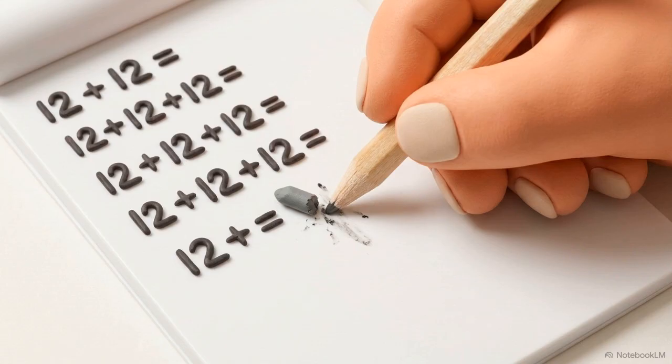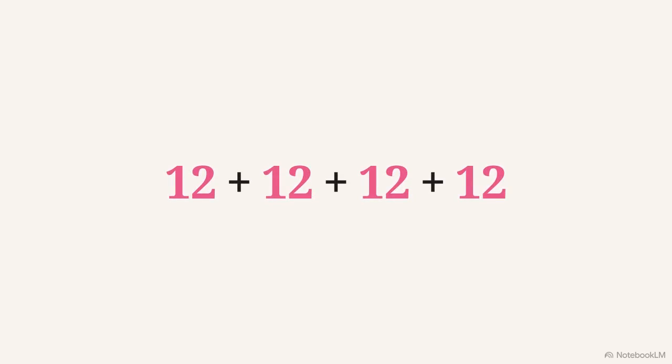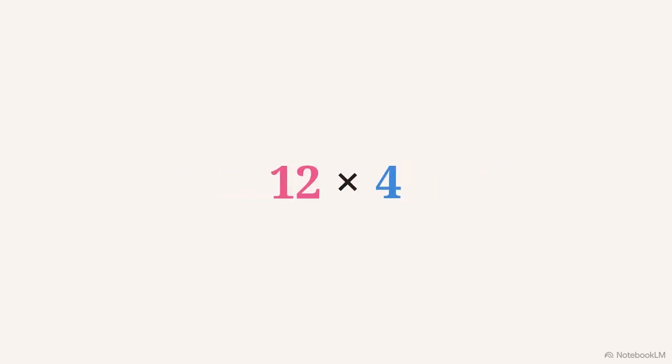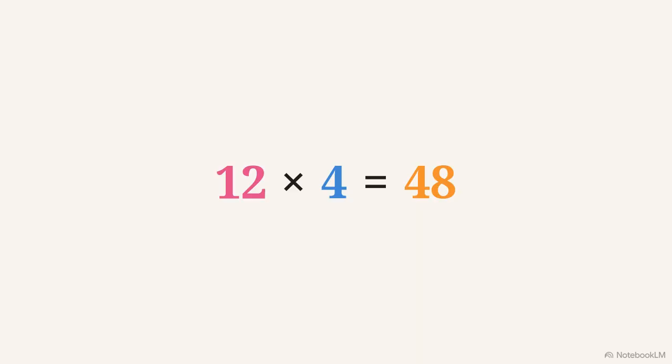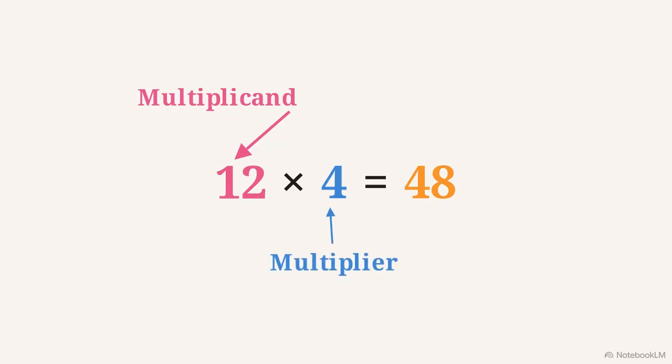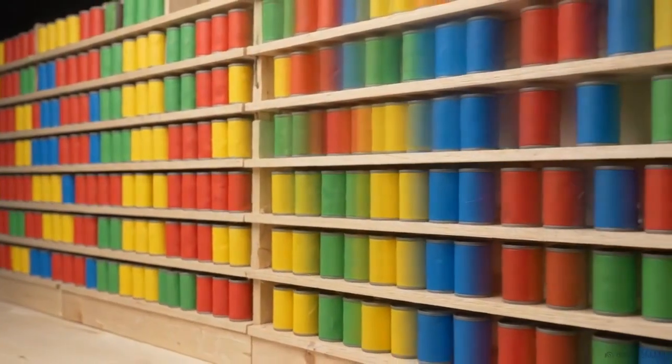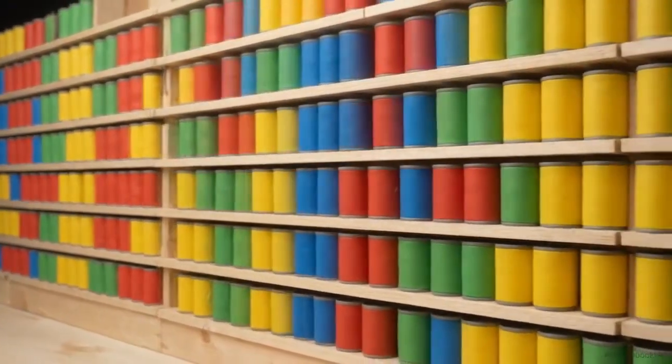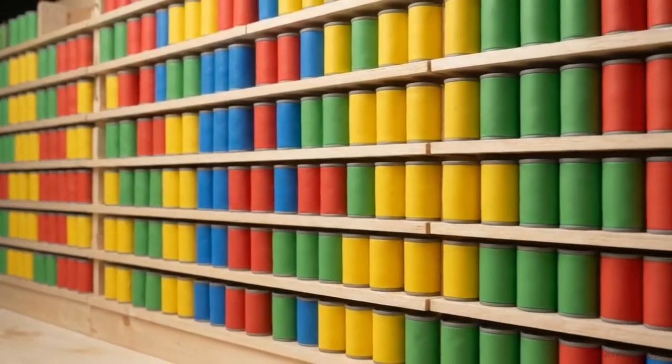But in everyday life, adding the same number over and over again is incredibly slow and clunky. Take a look at this equation. Instead of all that addition, we can use a mathematical shortcut, multiplication. The sequence shrinks down to simply 12 times 4, which equals 48. The number we are multiplying, the 12, is called the multiplicand. The number doing the multiplying, the 4, is the multiplier. And the final answer? That is your product. Mastering multiplication gives you the ability to scan a room or a shop shelf and calculate massive quantities in seconds.